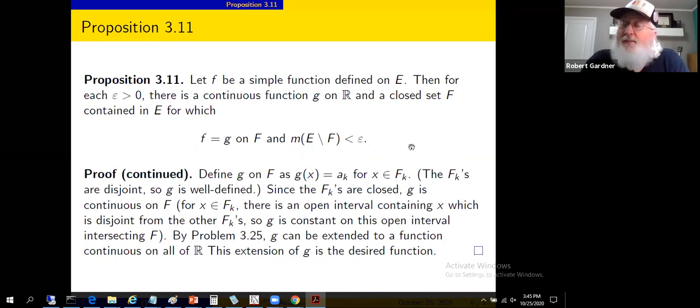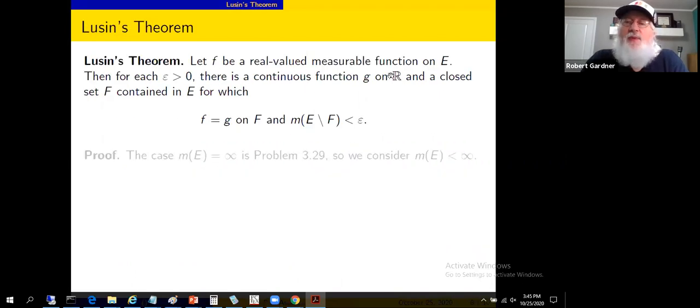So there's Proposition 3.11, the lemma we need to prove Lusin's theorem. And Lusin's theorem will liberate us from this simple function stuff. We're going to consider measurable functions in Lusin's theorem. Let f be a real valued measurable function on set E, then the rest of it reads just like that previous proposition. For each epsilon greater than 0, there's a continuous function g on the reals and a closed set capital F contained in E for which f equals g on set capital F and the measure of E set minus capital F is less than epsilon.